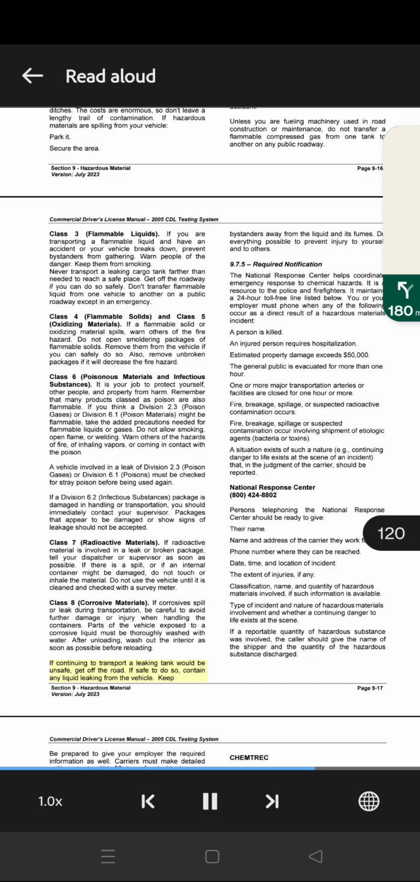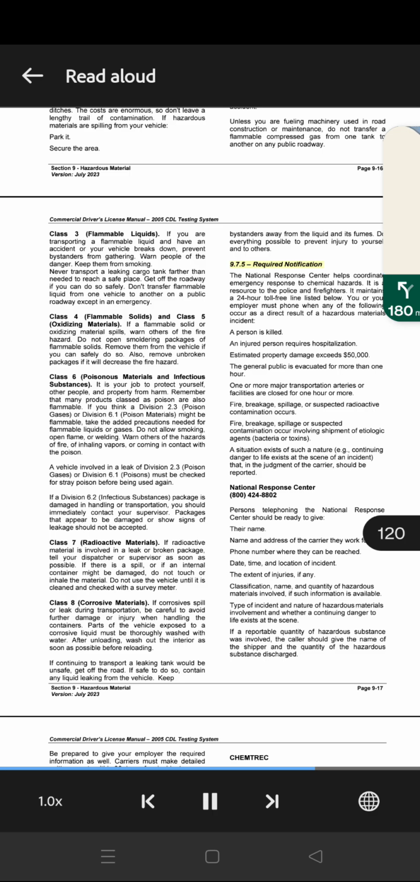If continuing to transport a leaking tank would be unsafe, get off the road. If safe to do so, contain any liquid leaking from the vehicle. Keep bystanders away from the liquid and its fumes. Do everything possible to prevent injury to yourself and to others.